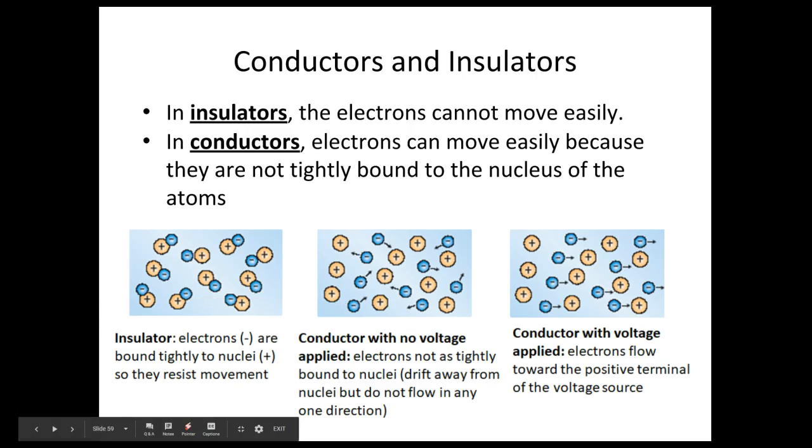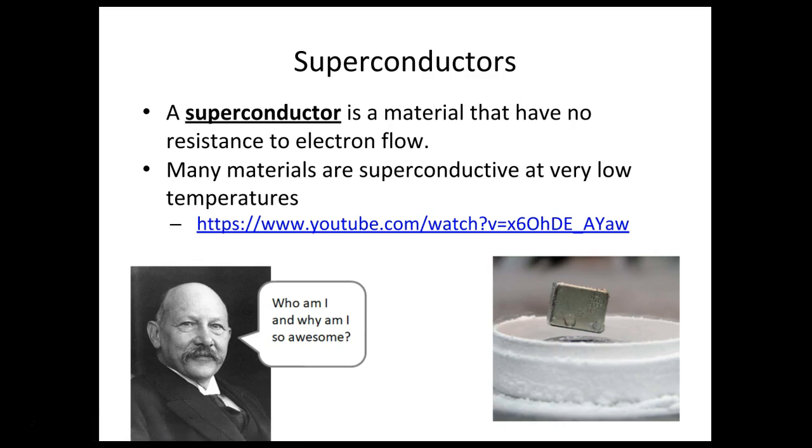There's also things out there called superconductors. A superconductor is a material that has no resistance to electron flow. Many materials are superconductive, but can only be so at very low temperatures. Tomorrow we'll jump back to this link and we'll have a quick look at superconductors and what's up with them and how they work. But remember the name superconductors, because I think it's going to be something in the future that's going to become very important.